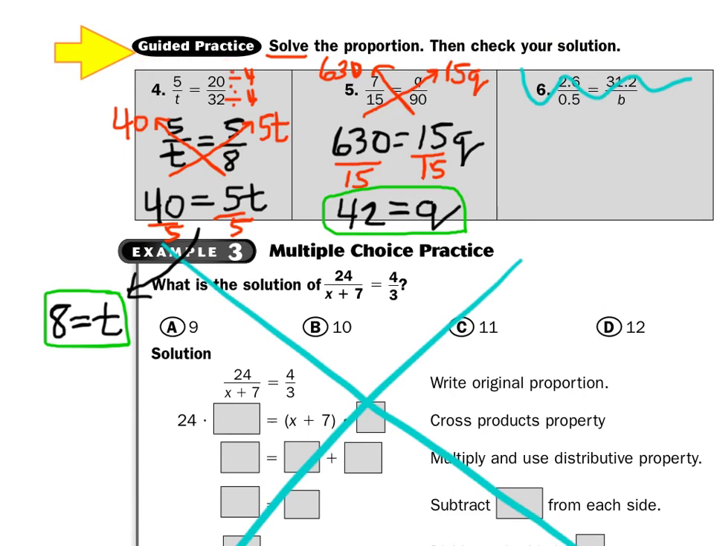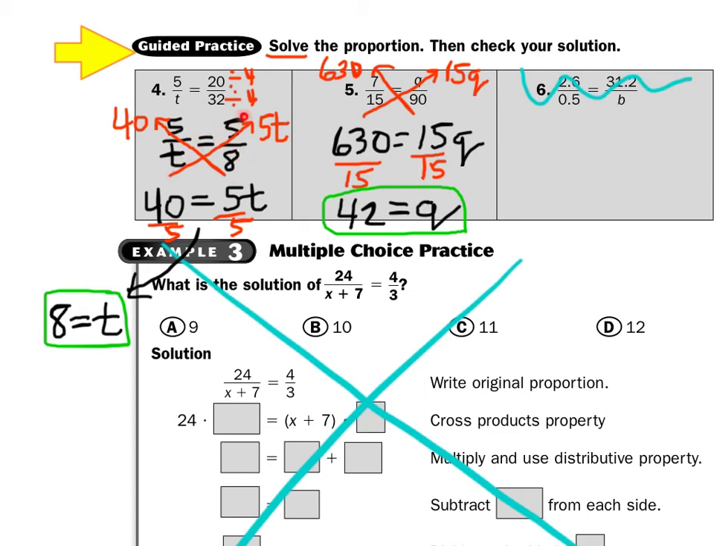Okay, so take a look at the guided practice solving the proportion. You might want to try these on your own and then listen to my explanation, okay? So take a look at number 4. 5 over t equals 20 over 32. Well, I see with the 20 over 32 that it can be reduced, so I'm going to divide both by 4. So I get 5 over t equals, and 20 divided by 4 gives me 5, 32 divided by 4 gives me 8. And now I do the cross product.